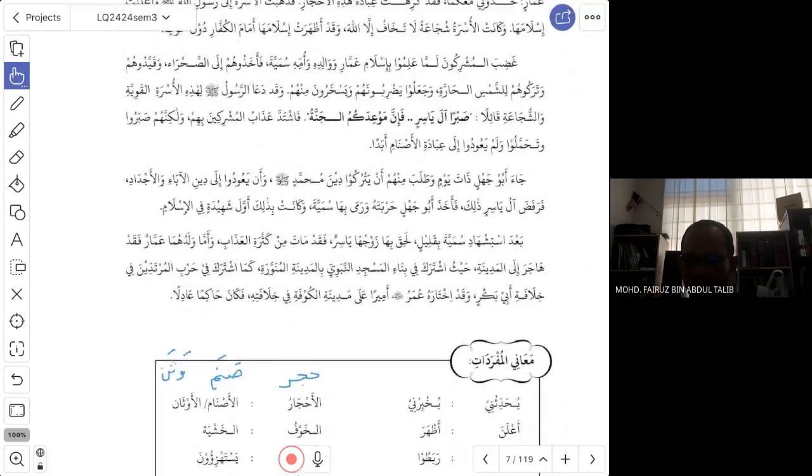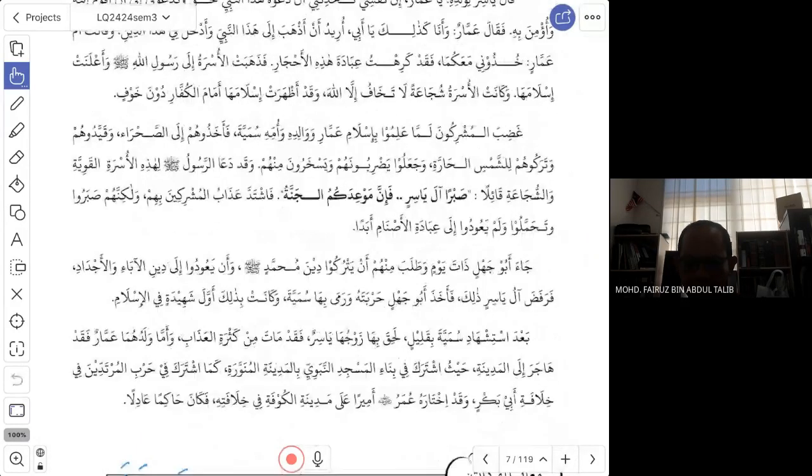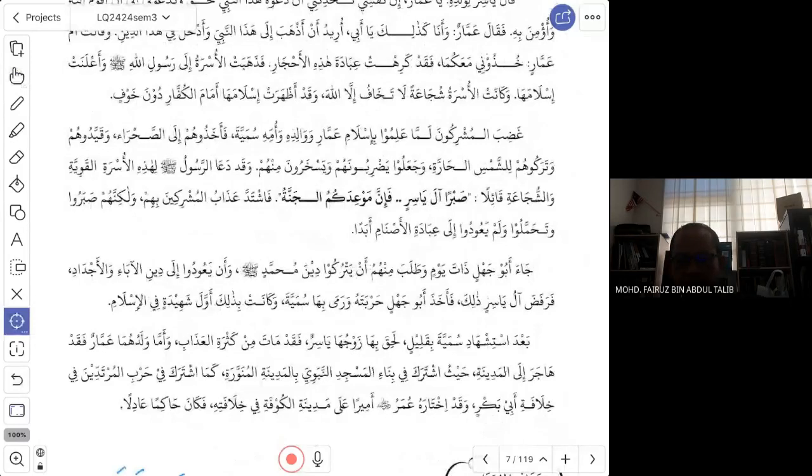Karihtu ibadata hadhil ahjar. فَذَهَبَتِ الْأُسْرَةُ. So the usra, the family, they went to the messenger, Rasulullah sallallahu alaihi wasallam, wa a'lanat, and they declared, a'lana, they declared. A'lanat Islamaha. So they declared their Islam.